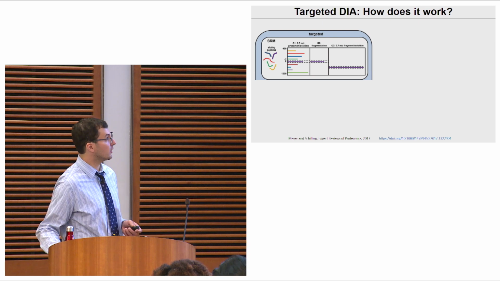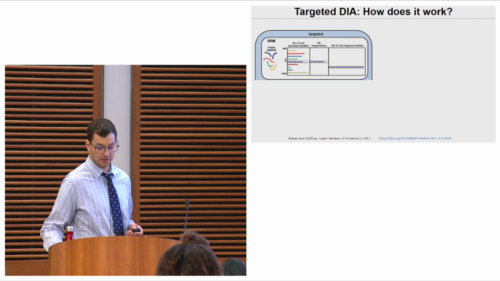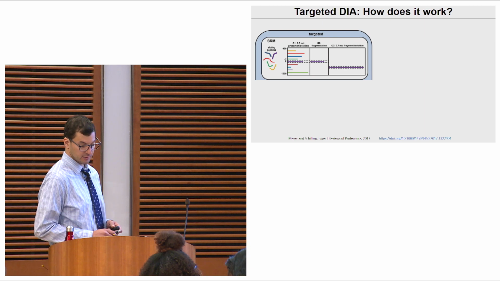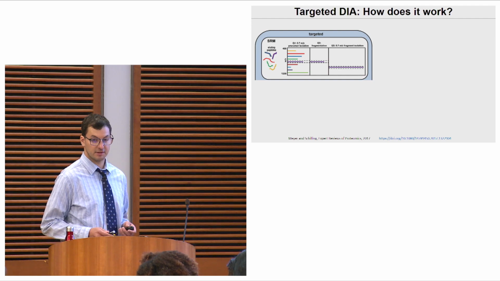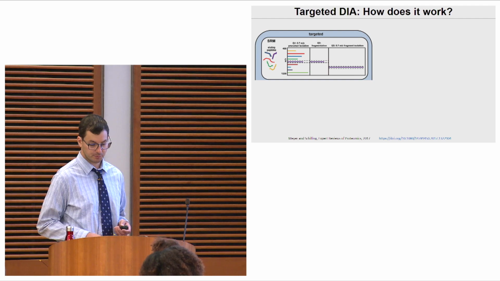Well, the first type of targeted DIA is called selected reaction monitoring. This is performed on a triple quadrupole instrument. So instead of having a high-res detector in this third box, we have a third quadrupole. And this is nice because it gives us really good sensitivity and really good signal to noise.